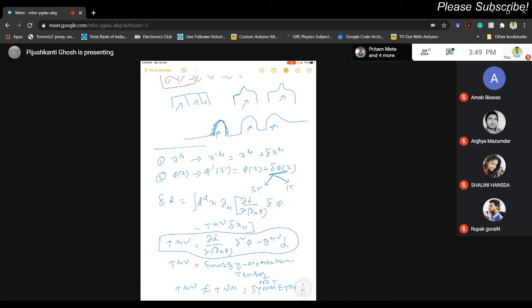If there is no space-time translation, then it receives a contribution only from the internal transformation, and delta x mu is equal to 0. On the other hand, if you have only a space-time transformation, then there is no contribution from the internal transformation, but still delta phi is non-zero.